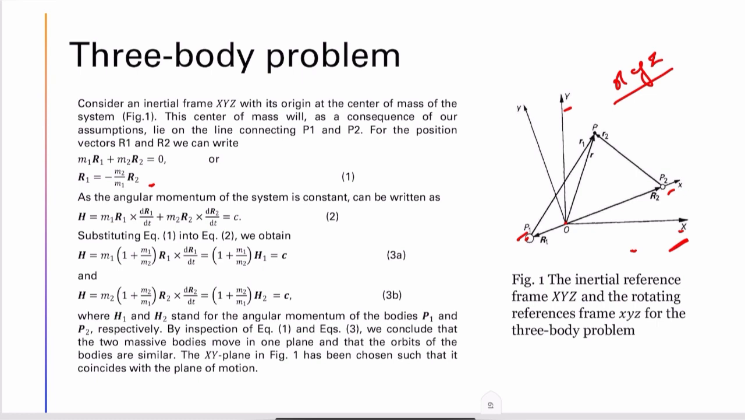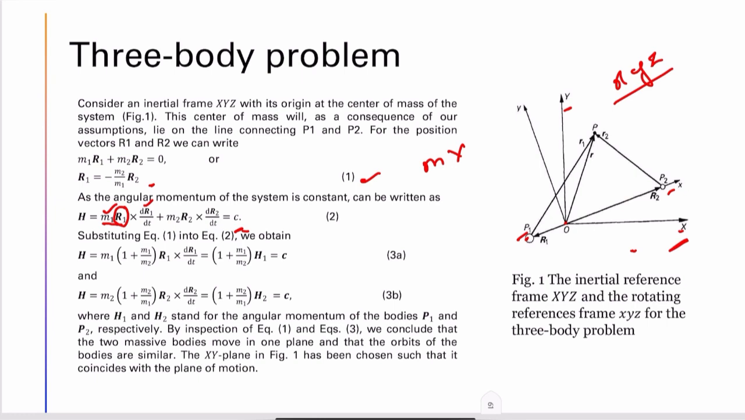So h is equal to m1 r1 cross m1 dr1 by dt. This forms a linear momentum, mass into velocity, with the position vector. The product of linear momentum and the position vector is nothing but the angular momentum. The same thing has been done and it is a constant. So the angular momentum of the system is constant, not an individual body. The system is constant. Now I am trying to substitute the expression 1 in equation 2.